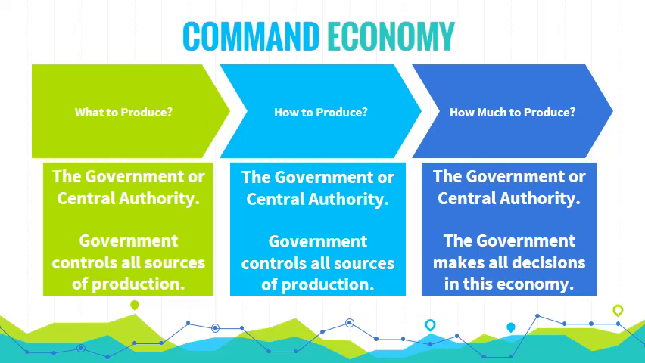Command economy is going to make those decisions. The government's going to decide what the people produce. The government and central authority is also going to decide how we produce it. So in this situation, the government controls all sources of production. How much to produce, that's also going to come from the government. Doesn't matter if it's for a profit or for a loss, the government's taking the control of it. And that's what you really kind of see with that command economy.